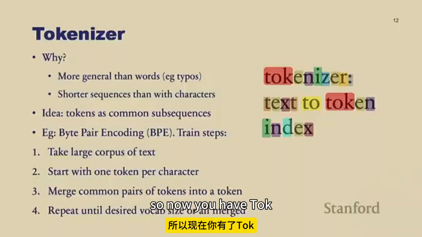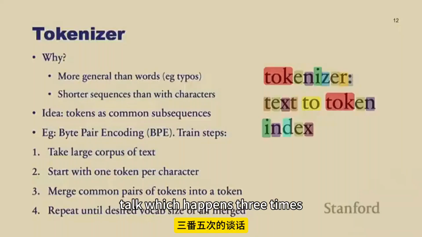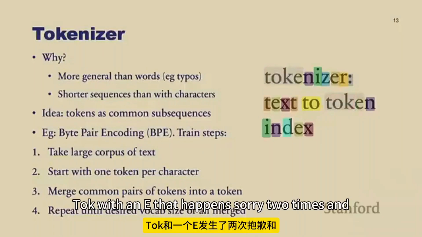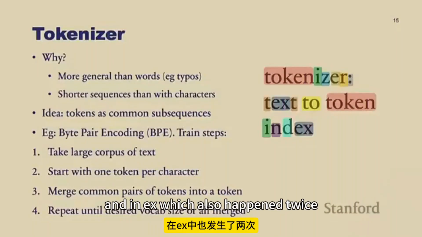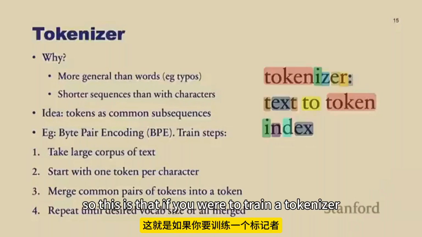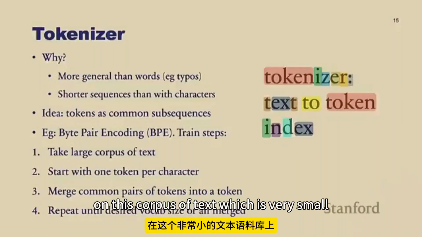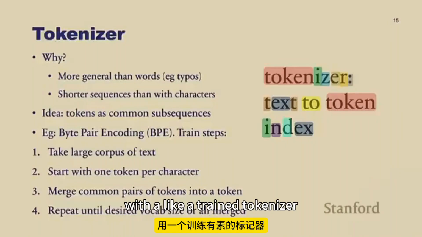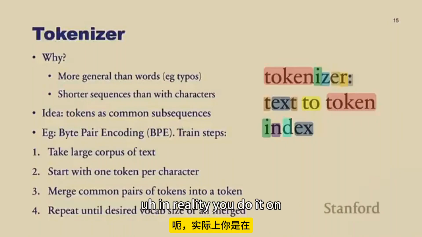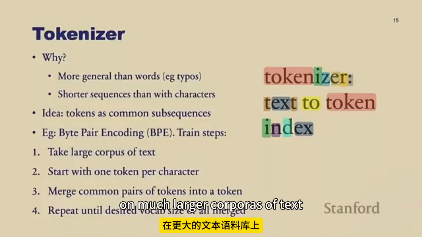So now you have TOK, which happens 3 times, TOKE with an E that happens 2 times, and TOKEN, which happens twice, and then EX, which also happened twice. So if you were to train a tokenizer on this corpus of text, which is very small, that's how you would finish with a trained tokenizer. In reality, you do it on much larger corpuses of text.